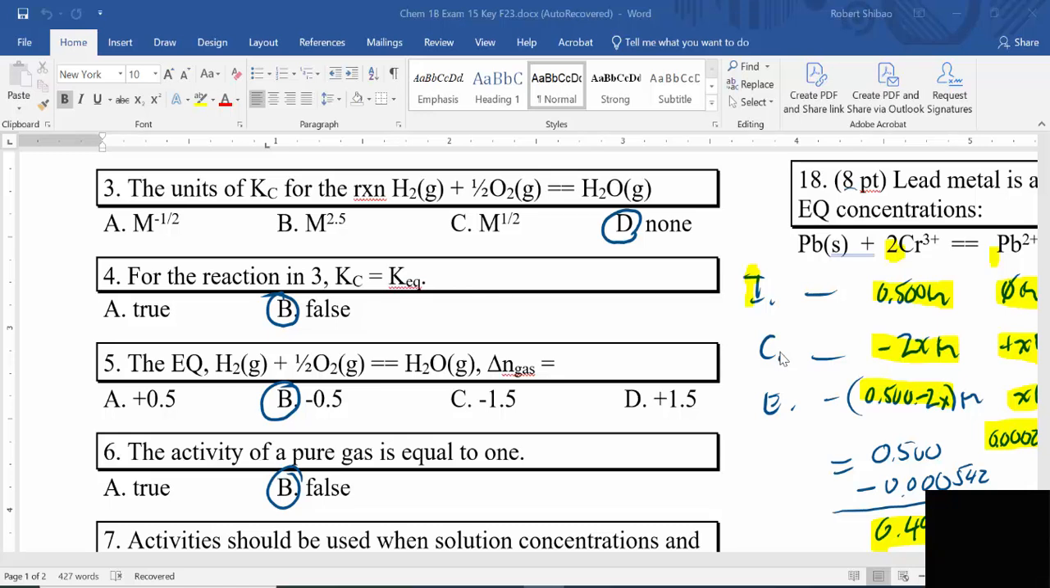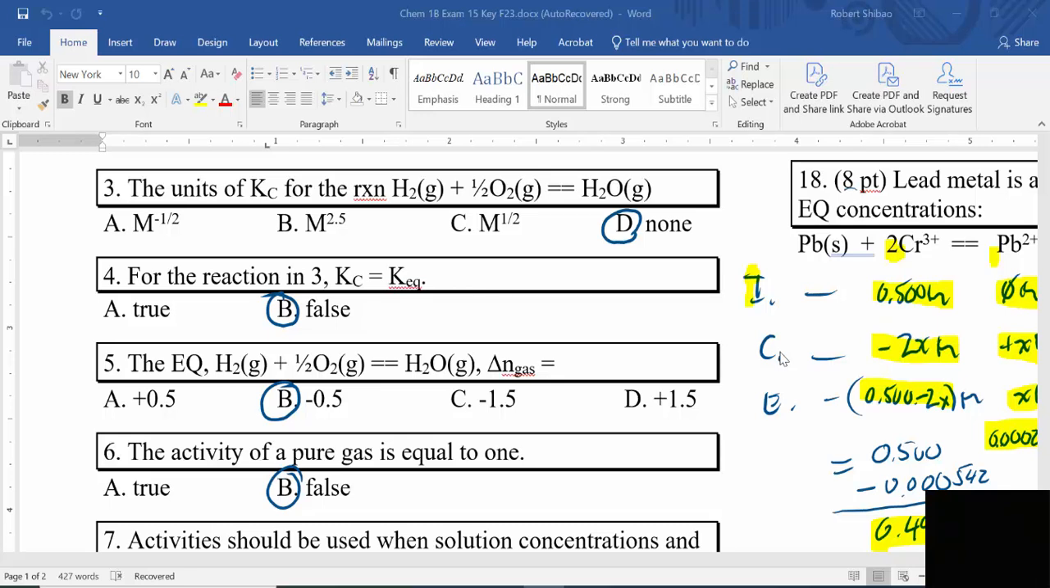5. The equilibrium here, delta N of gas. What is delta N of gas here? So we count out the moles of gas on the reactant side. So H2 gas, half O2 gas. So that's 1.5 moles. And then we go to H2O gas. So we're losing half a mole of gas. So we go from 1.5 to 1, and that's minus 0.5. That would be our delta N of gas.